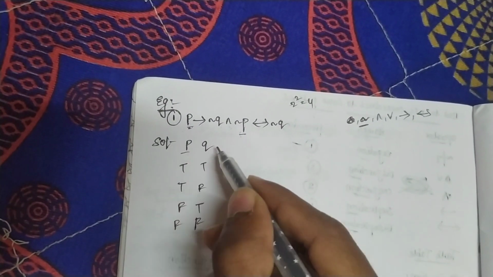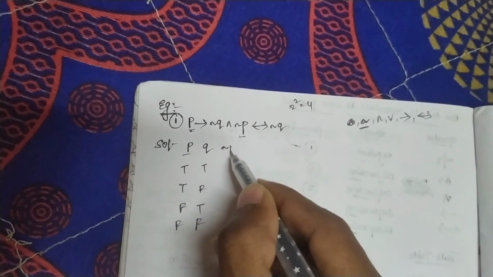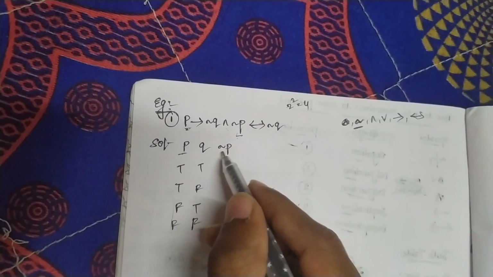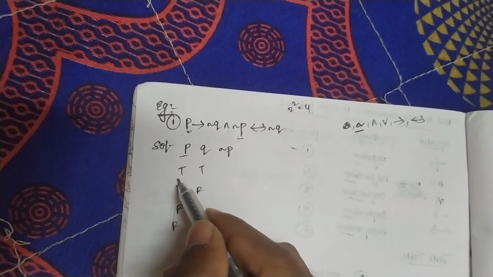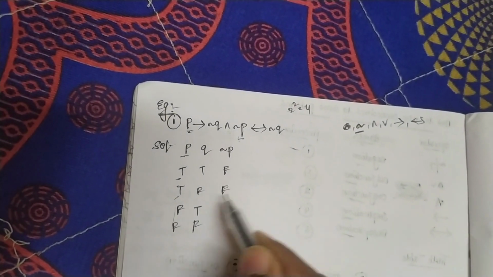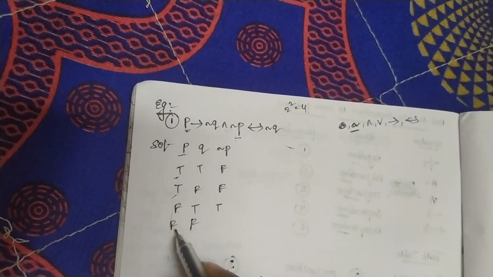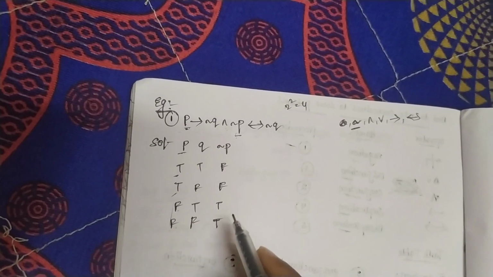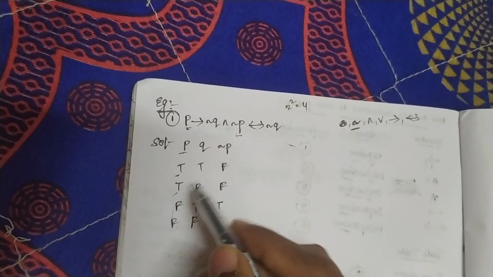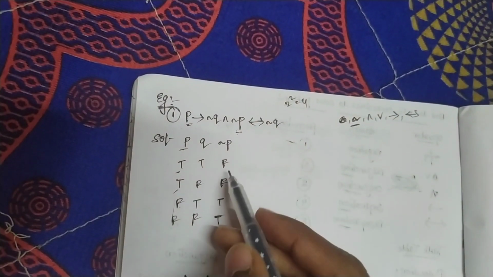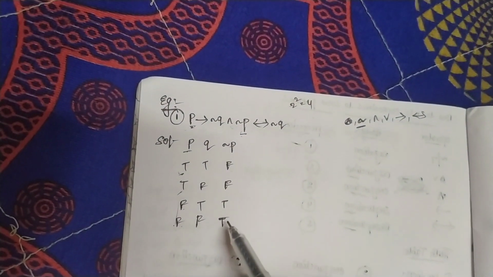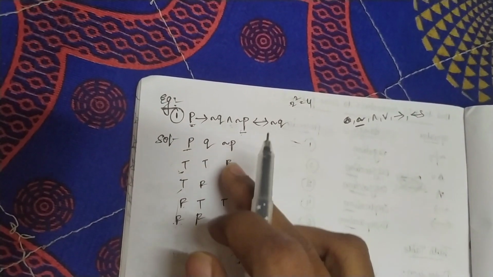So here P is given, and first we write negation P. Here the P values are given. If we negate them, we get what? If this is true, we get false here, and this is true, we get false. Here false is there, so it becomes true. The values are opposite to these values. So if given true, we write false. If given false, we write true. These are the negation P values.